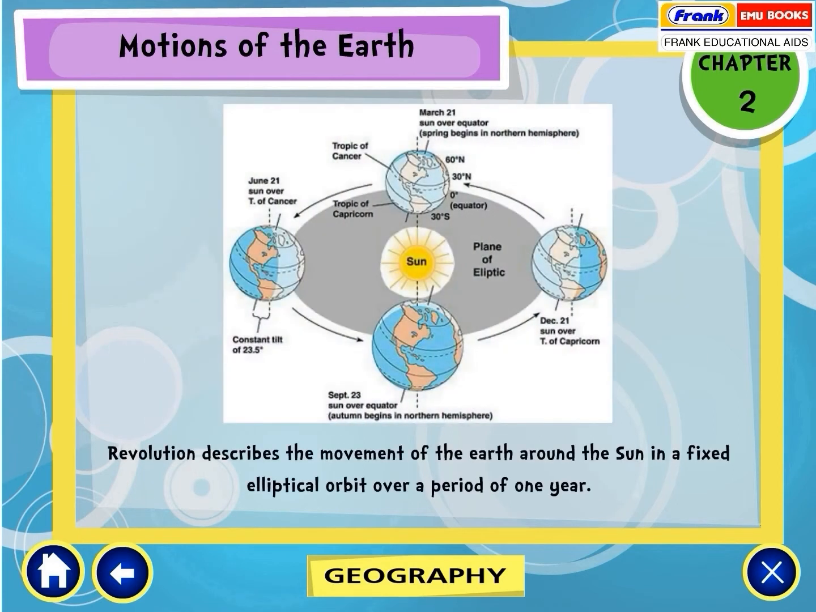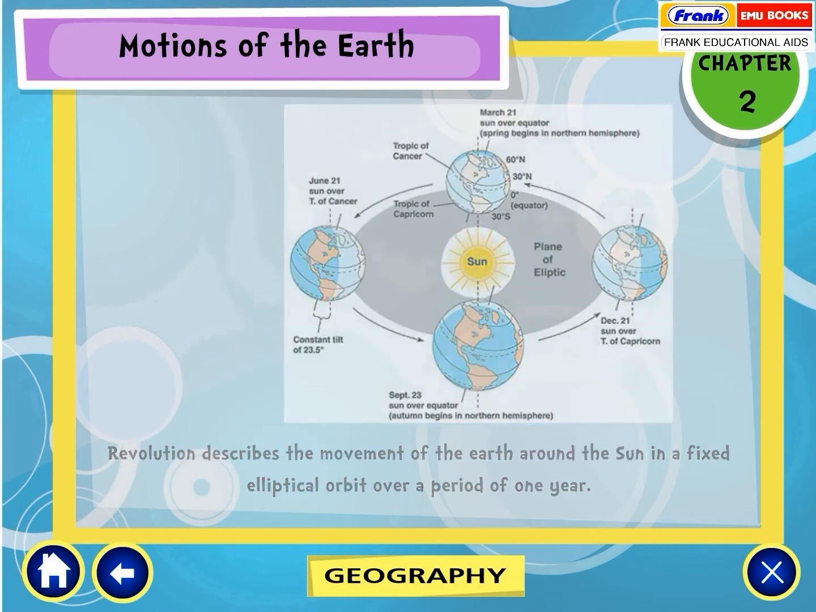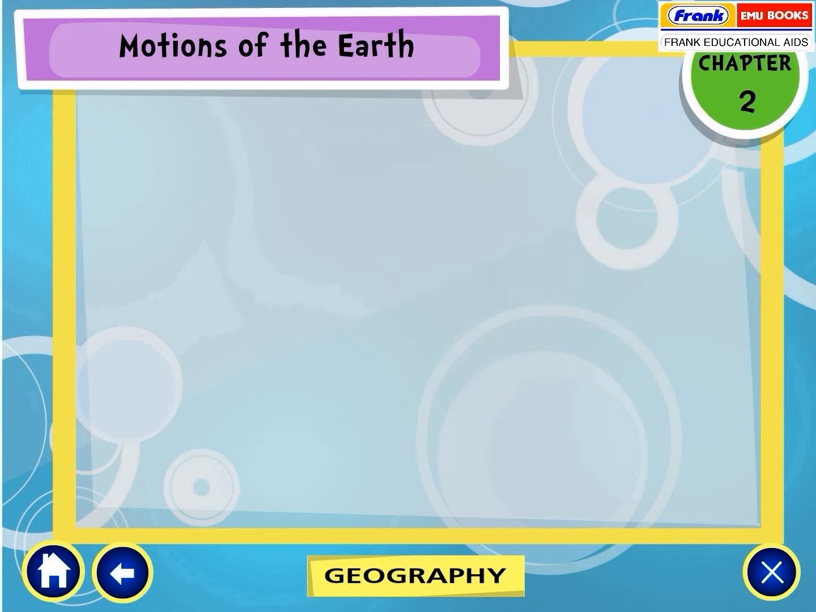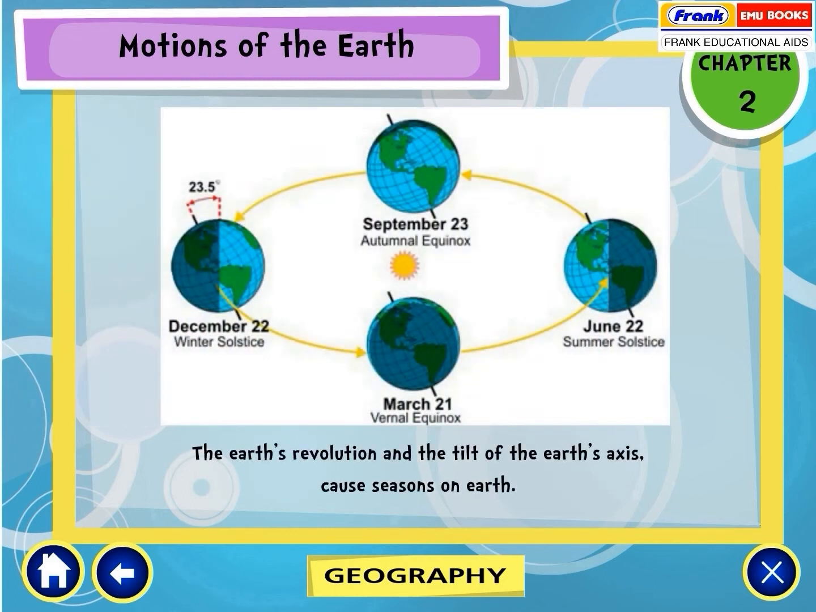Revolution describes the movement of the Earth around the Sun in a fixed elliptical orbit over a period of 1 year. The axis of the Earth is inclined at an angle of 23.5 degrees from the vertical line and 66.5 degrees from its orbital plane. The Earth's revolution and the tilt of the Earth's axis cause seasons on Earth.